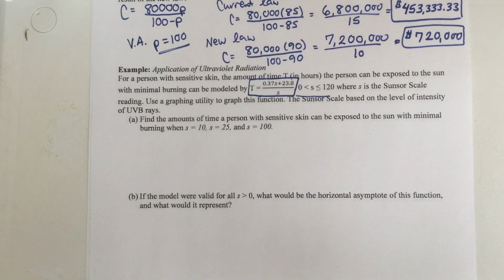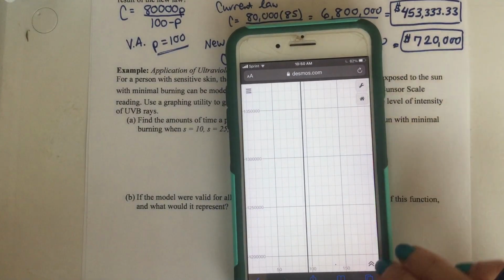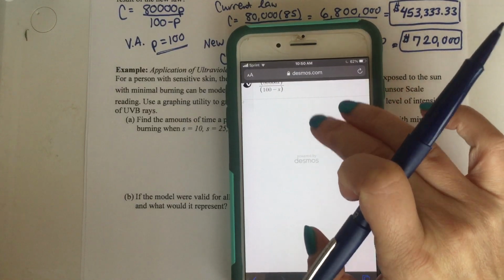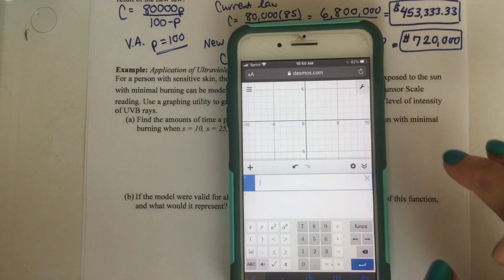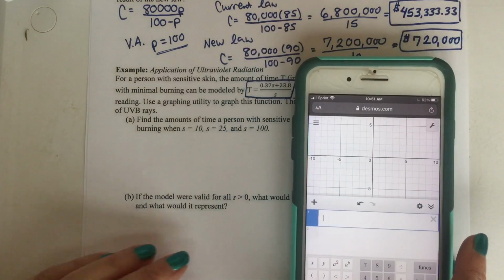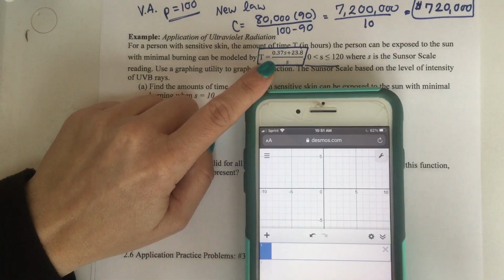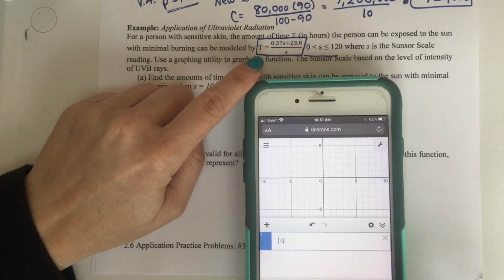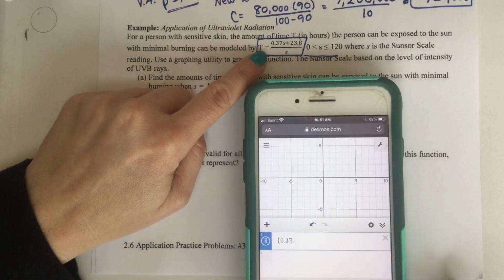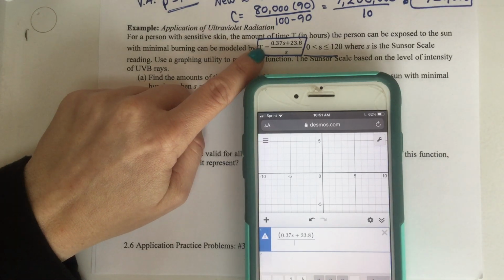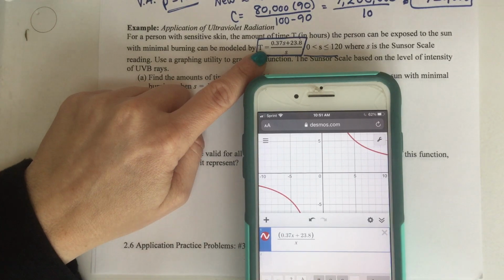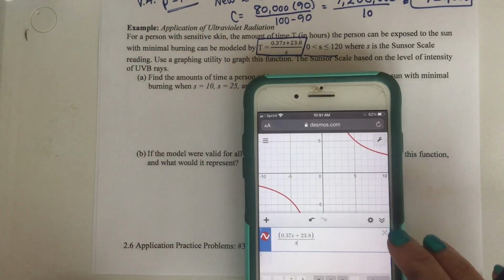Again, just helping you be comfortable with graphing different things. I'm going to get rid of my last example here. Okay, then I'm going to reset my window because I'm not sure what's going to happen here. Let's go ahead and graph this. Just like our previous example, 0.37, I'm not going to put in an S. I have to put in an X plus 23.8, there's the numerator, divided by, again, our variable X. In the problem it's S, but because it's an application, we have to use a variable X.